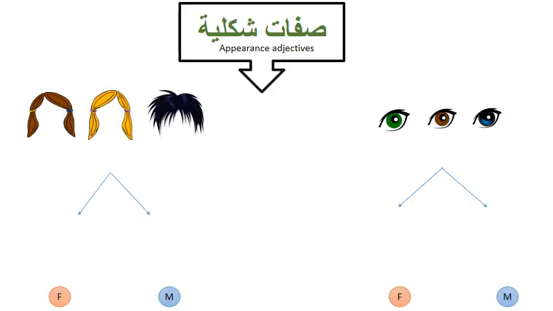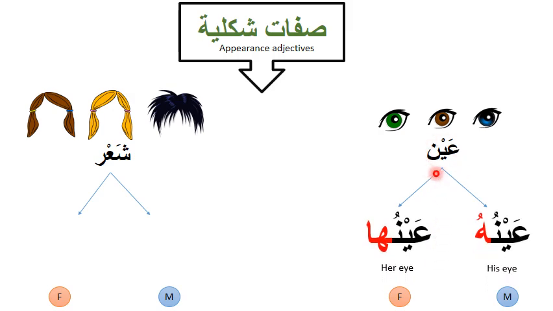We are going to describe famous people with appearance adjectives. صفات شكلية. Appearance adjectives. صفات means adjectives. شكلية means appearance. In terms of their eyes, عين, و their hair, شعر. عين means eye, شعر means hair. And as you know, everything in Arabic, it has مذكر masculine ومؤنث feminine. Let's know now each of them in masculine and feminine.